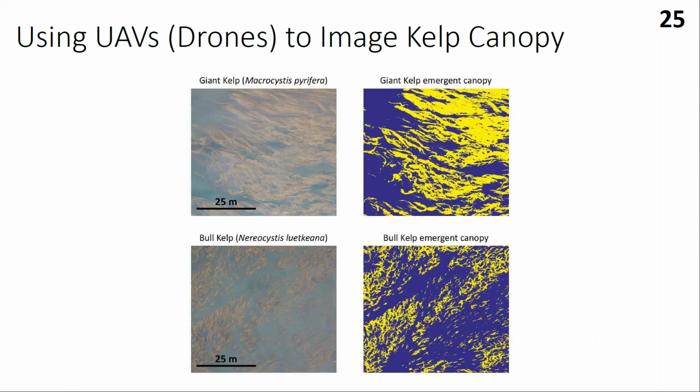And so finally, I want to talk a little bit about how we've been using drones to image kelp canopy. I flew about 100 drone flights in Alaska last summer, where we have both Macrocystis giant kelp and Nereocystis bull kelp. You can see the drone images on the left and our classification algorithm to look at emergent canopy on the right. And you can see the differences between giant kelp and bull kelp canopy. So I've been doing a lot of drone work in Alaska and Santa Barbara, and I think there's a lot of potential for this moving forward. And next slide.